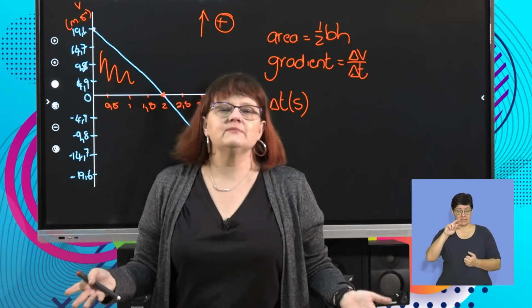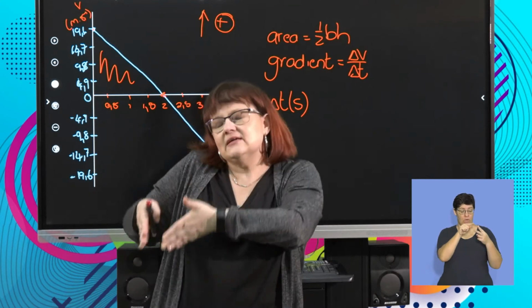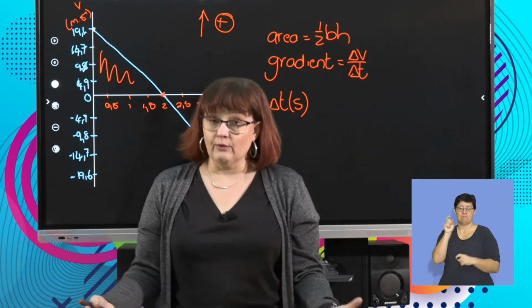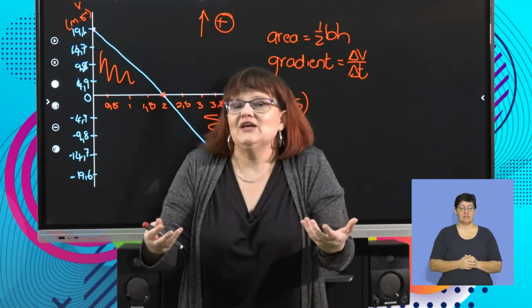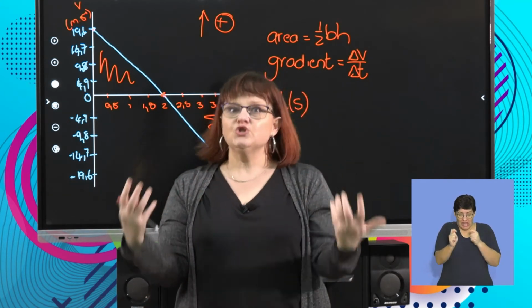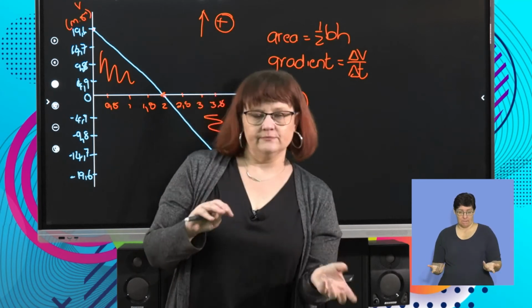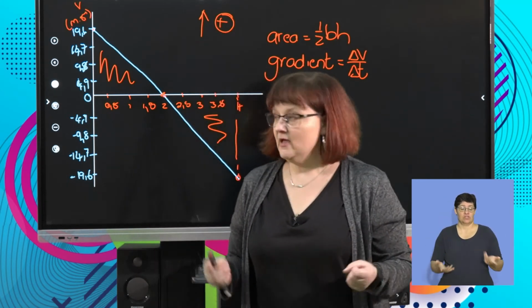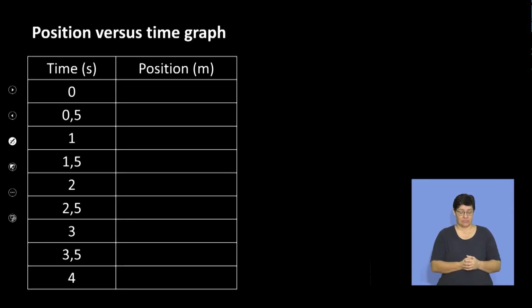Even if one of them's the origin, I still need to include it in my calculation because I'm working out a gradient. It's a change in. So I have to show the two things I'm comparing or changing in from. Okay? Now, let's look at the position time graph.